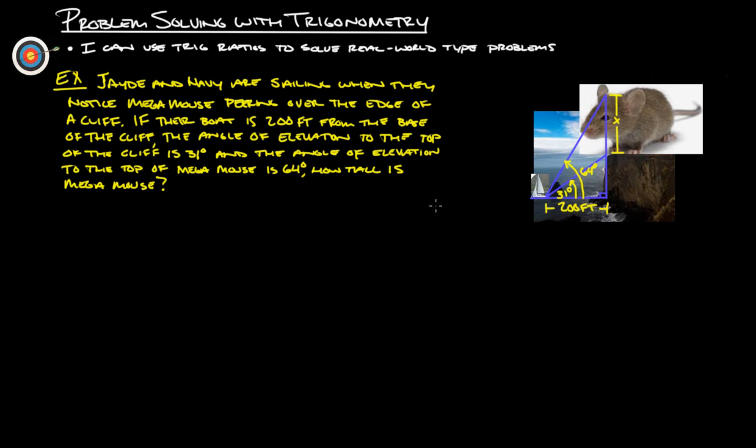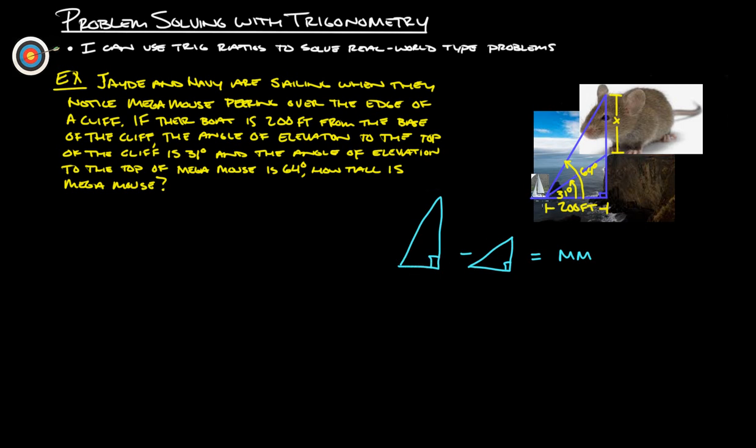We want to find the big triangle to the top of Mega Mouse, right? And then subtract the smaller triangle to the base of the cliff, because this will be the base of the cliff and Mega Mouse. So if we subtract those two, we get the height of Mega Mouse. Okay, so let's see here.